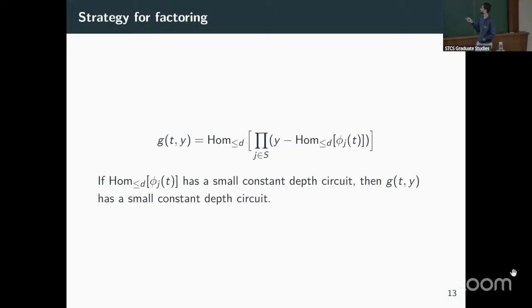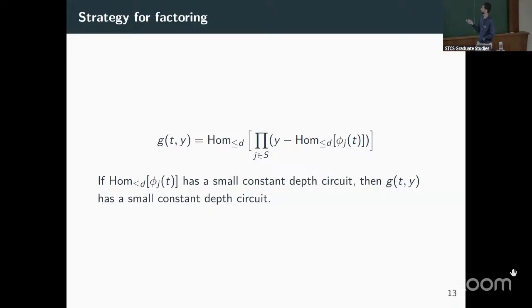So to get our hands on G(t, y), all I need to do is get my hands on this expression here, homogeneous up to degree d of phi j of t. And if I could get a small constant depth circuit for all of these things, then getting a constant depth circuit for G(t, y) is easy, because I just have to multiply the whole thing and do an extraction of coefficients, of the top degree d coefficient. All of this can be done in a constant depth circuit.